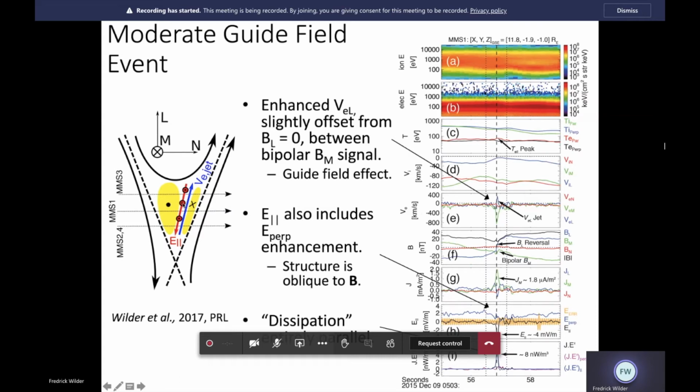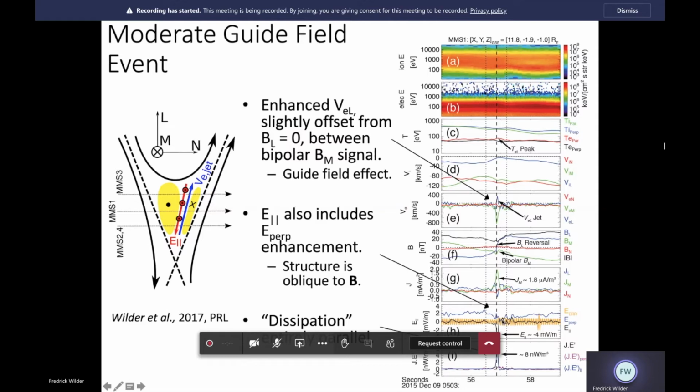So as MMS flies through, we see this blast of electrons that's faster than the local Alfvén speed. Additionally, we see a bipolar structure in the magnetic field. That's that Hall field where you see the electrons and ions decouple. This is a moderate guide field event. So in the large guide field event, it was 3 times the reconnecting field. Here it's about half. You can see right here in the middle, we still have about half the field amplitude left.